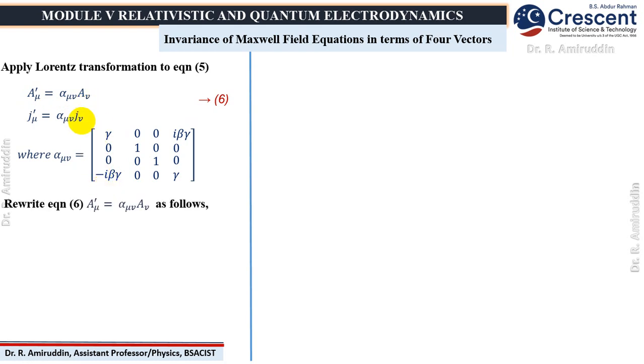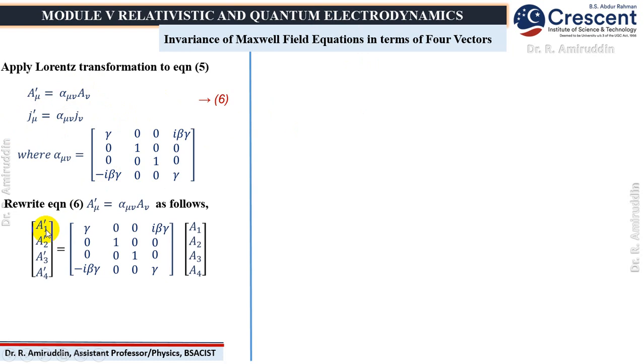So we will read this first term, that A mu prime is equal to alpha mu v A v, as follows. So A1 prime, A2 prime, A3 prime and A4 prime, this left hand side will be equal to alpha mu v, that is 4x4 matrix representation, into A v. Instead of A v we have A1, A2, A3 and A4. Now let us take each term outside. Let us do the multiplication process in the matrix representation.